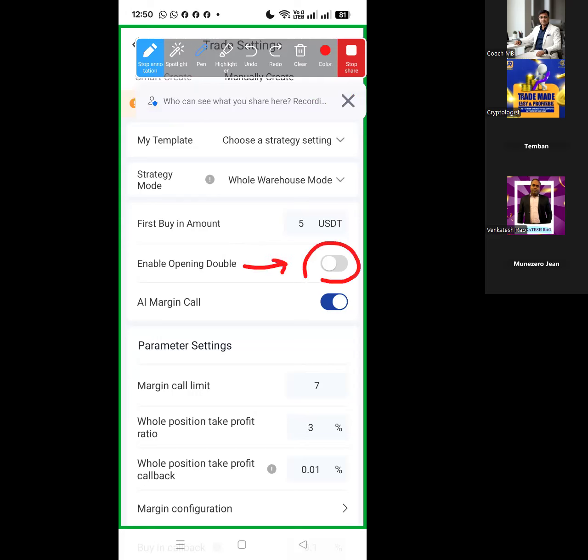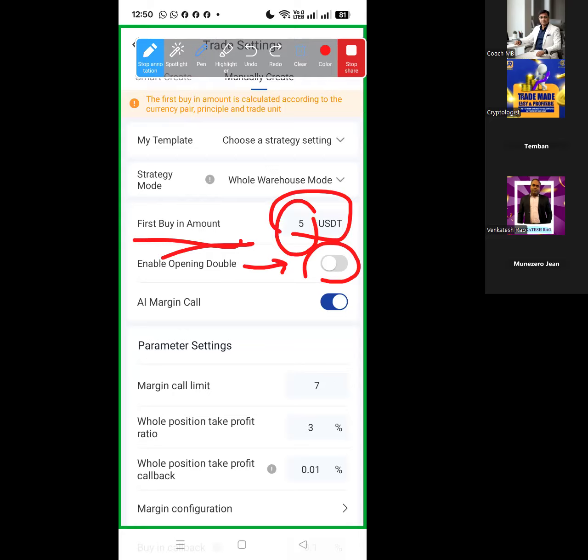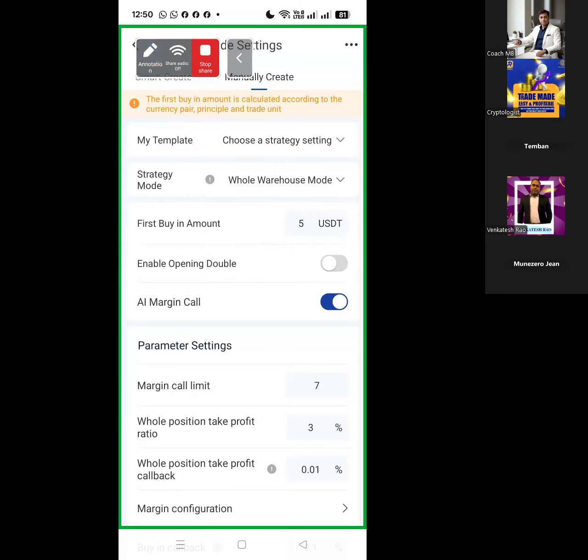You can click this button open, and it will double this first buy-in amount, but only for the first buy only, right? Not in the later calls. Only in the first buy you can start with either the basic amount or the double of what you have put here.